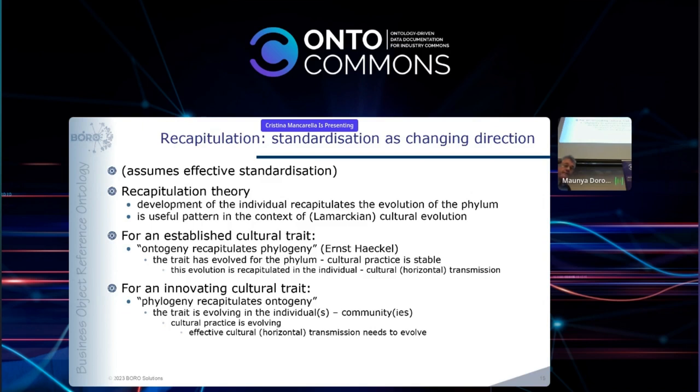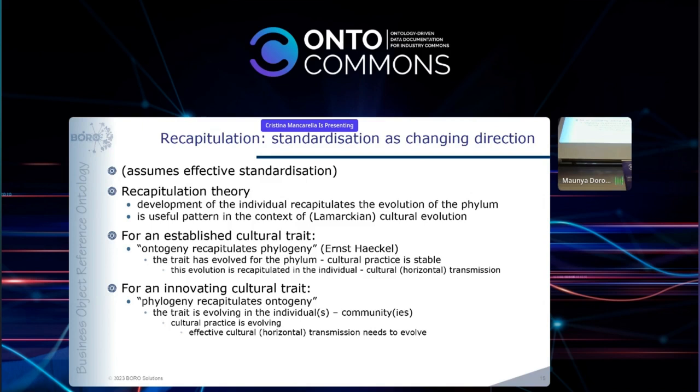The way it stabilizes itself is that the individuals actually recapitulate the evolutionary history of the phylum. And that's the way in which the cultural practice is stabilized within the phylum. This is a big issue, cultural horizontal transmission, and I think it links back to something that was discussed earlier. We're asking, how do we train people? I think there's a session on training as well. Training, essentially from an evolutionary perspective, is cultural horizontal transmission.